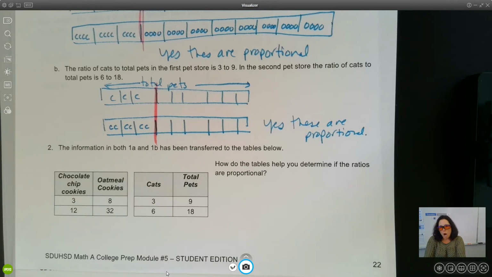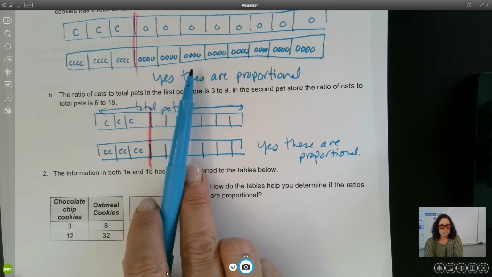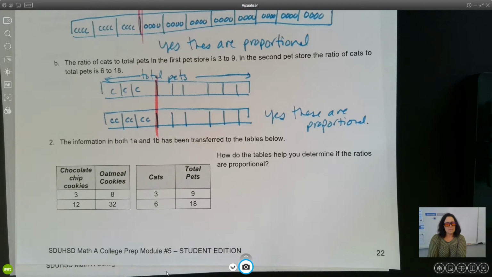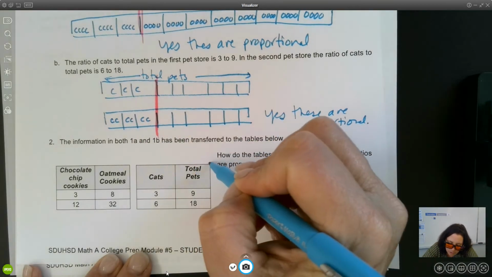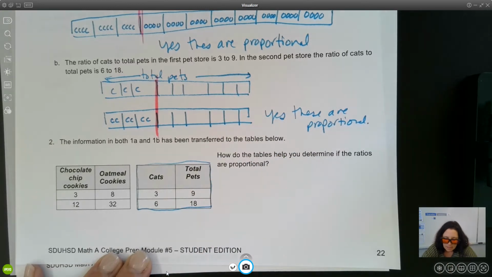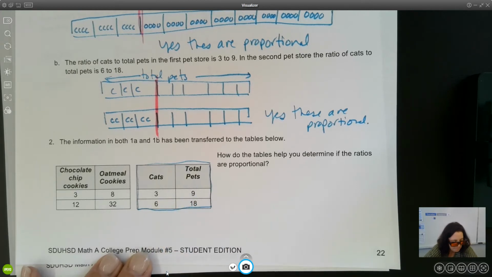We're not going to be drawing these models, especially when the numbers get bigger. Like this was kind of a pain. Is there a way we can use these tables to help us come up with a yes, these are proportional, or no, these aren't proportional? Let's look at this one first, I think it's easier to see. Is there a number we can multiply to the 3 and the 6 to get 9 and 18?